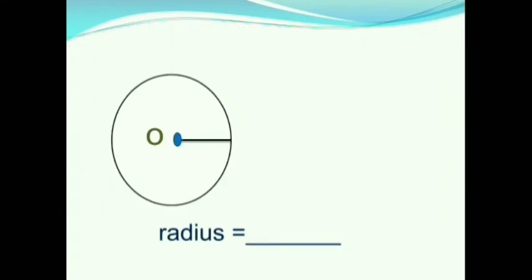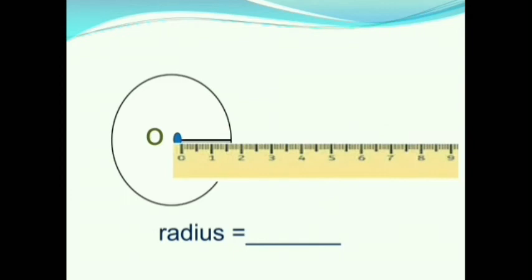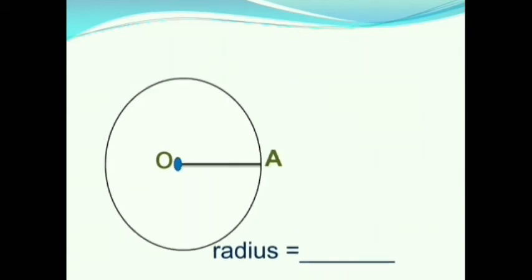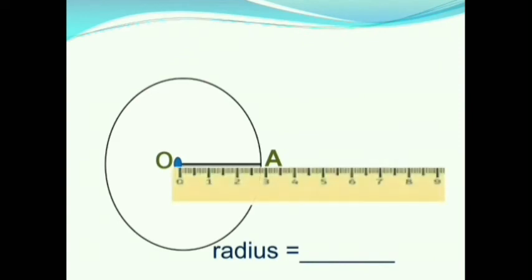Like that only we will measure the radius for this circle. What is the radius for this circle? Yes, it is 1.6 centimeter. Now we should find out the radius for this circle. See children, what is the radius? Yes, it is 2.9 centimeter.